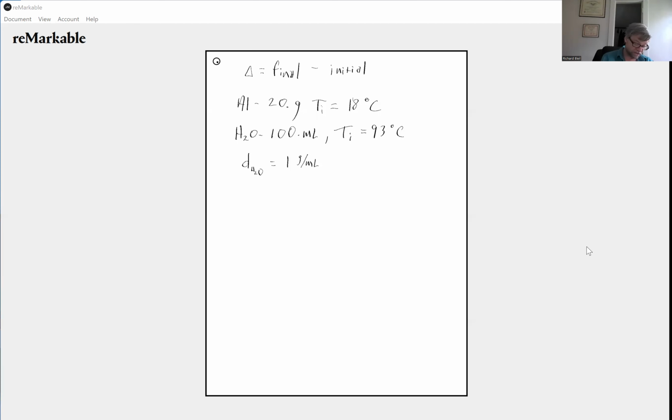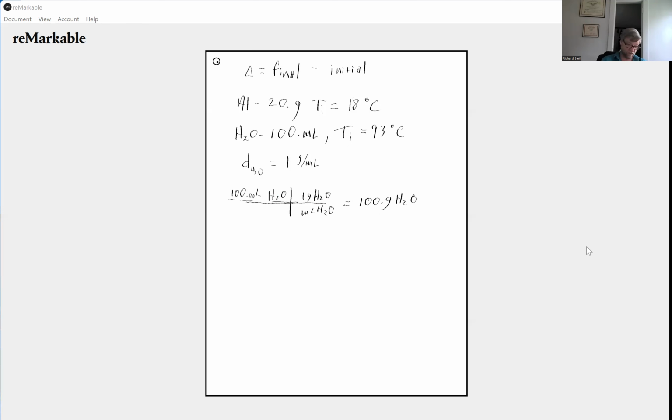So 100 milliliters of water. This is only true for water. Different materials have different densities. So if you have a different material, it is not 1 gram per milliliter. So obviously 100 milliliters will be 100 grams of water.